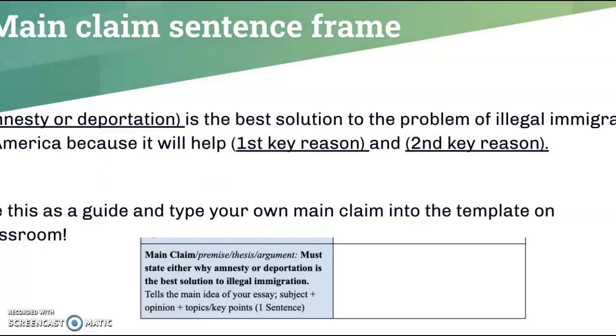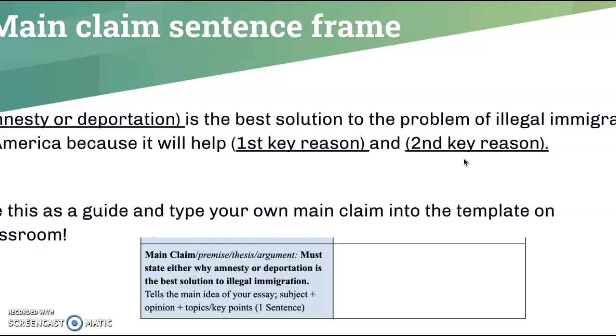So I would definitely recommend going back over that as well. Here is a main claim sentence frame if we need even a little bit more help. In here, you can either type in the words amnesty or deportation, depending on which one you're arguing for, is the best solution to the problem of illegal immigration in America because it will help. And then your first key reason, maybe it's the economy. Your second key reason, maybe it's safety and security. Whatever key reasons you're arguing for out of those four.